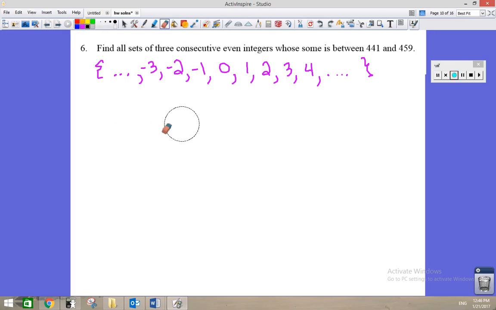Okay, so what does it mean to be consecutive? Well, consecutive means that it follows right after another. If people are consecutive, or if the numbers are consecutive, they're right next to each other. Now, even integers are divisible by 2. So -2, 0, 2, 4, those are consecutive even integers. -2 and 0 are consecutive. 0 and 2 are consecutive, one after the other.